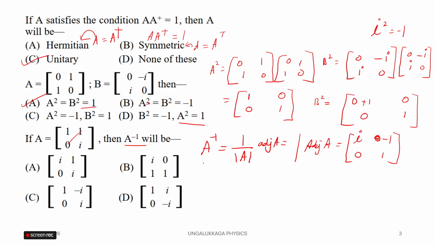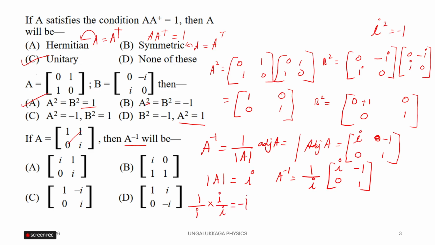What is the determinant of A? The determinant of A is nothing but i. So A inverse is equal to 1 by determinant of A, this is 1 by i, and we will have i, -1, 0, then 1. Now 1 by i: if you multiply by i by i, what happens? We have i square equal to -1, so we will have minus i here.